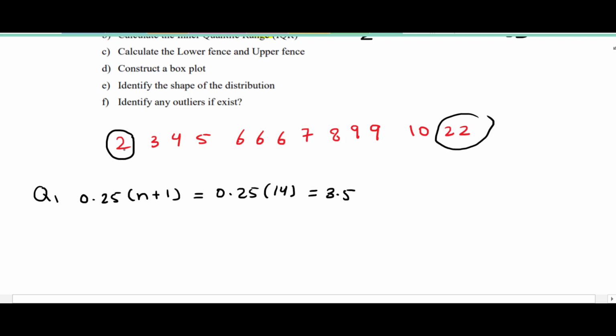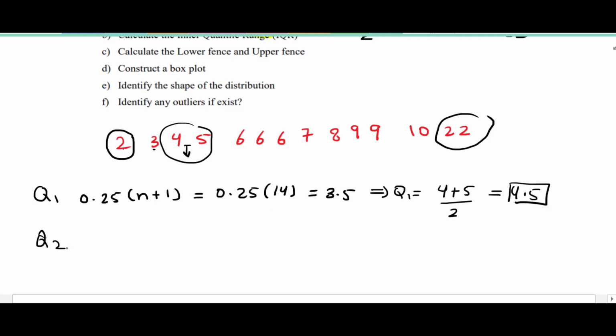What does that mean? I just count 3. 1, 2, 3. 0.5 is over here. So I average these two numbers. So basically Q1 is equal to 4 plus 5 over 2, which is equal to 4.5. So this is your Q1, this is your 25th percentile.